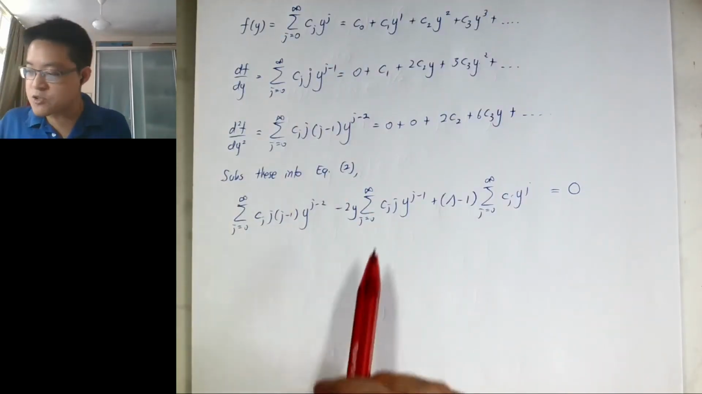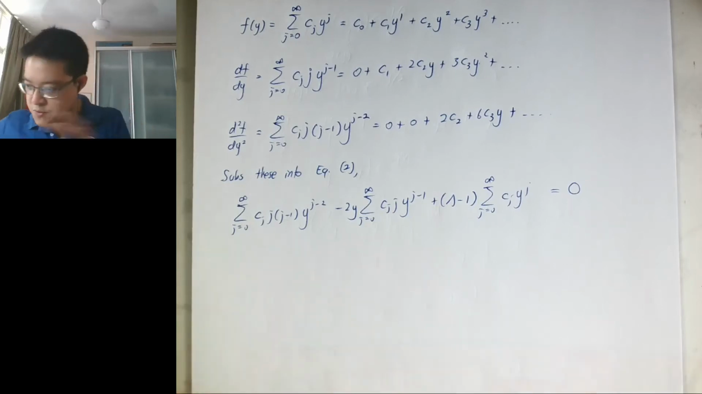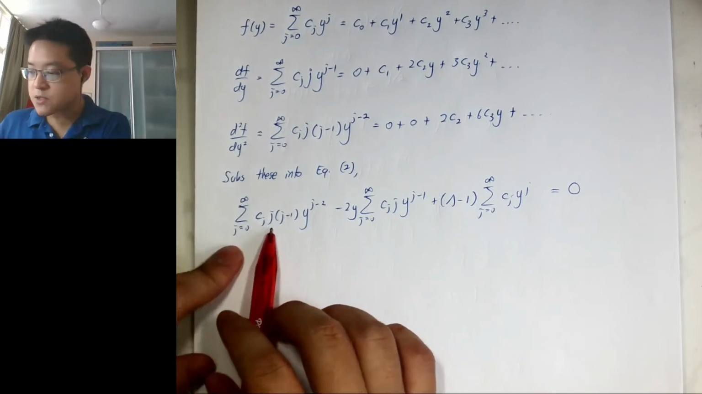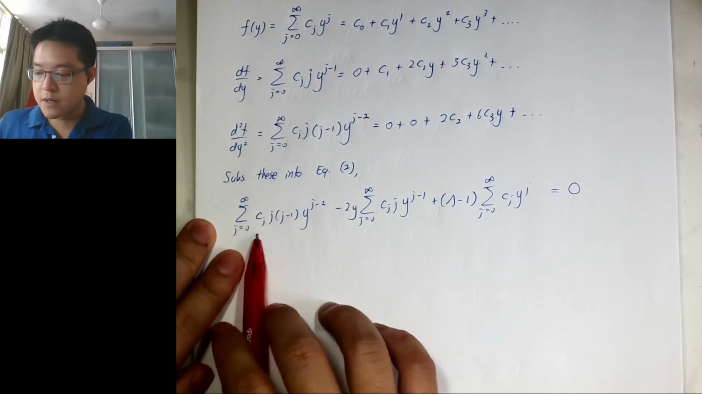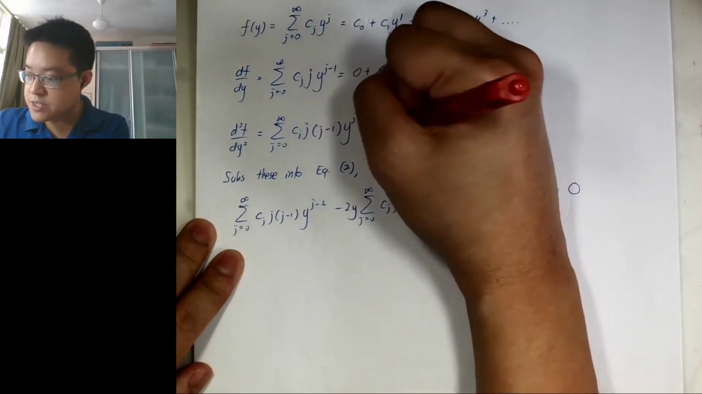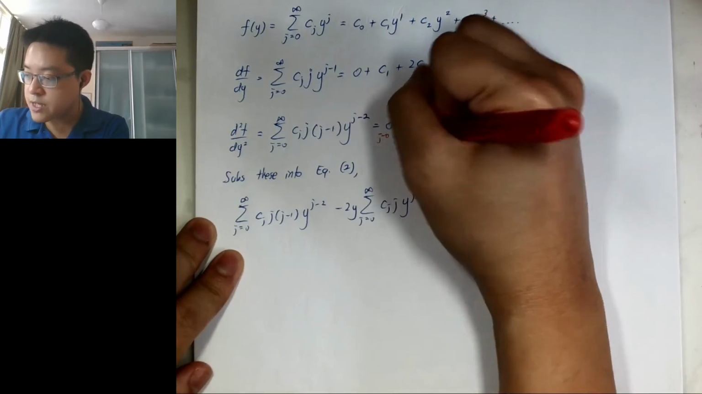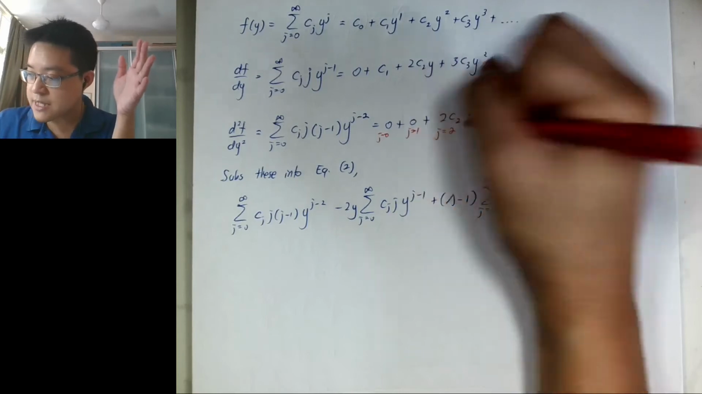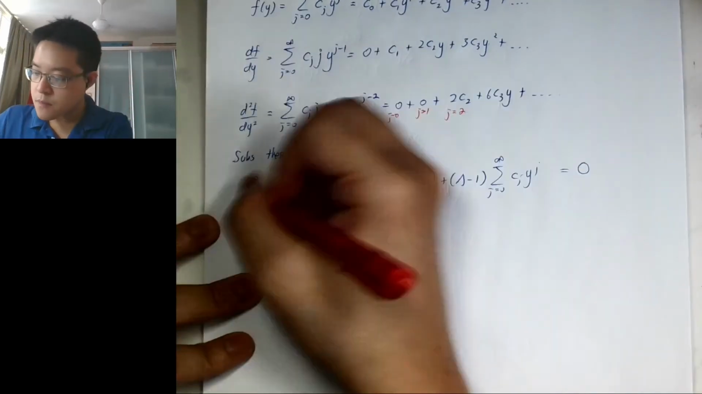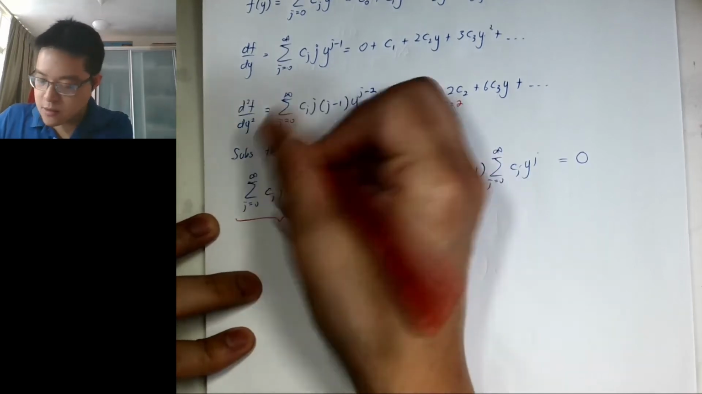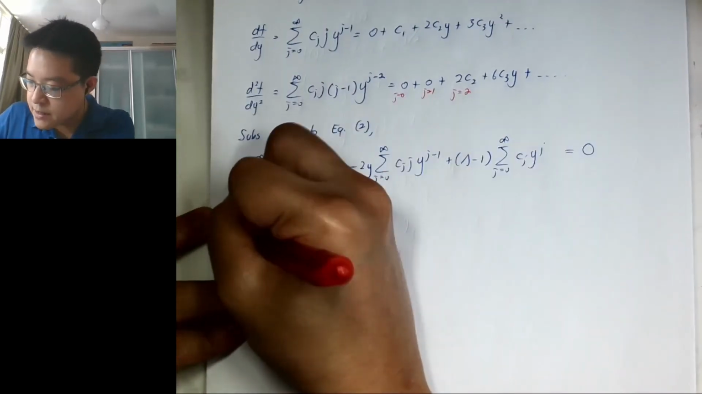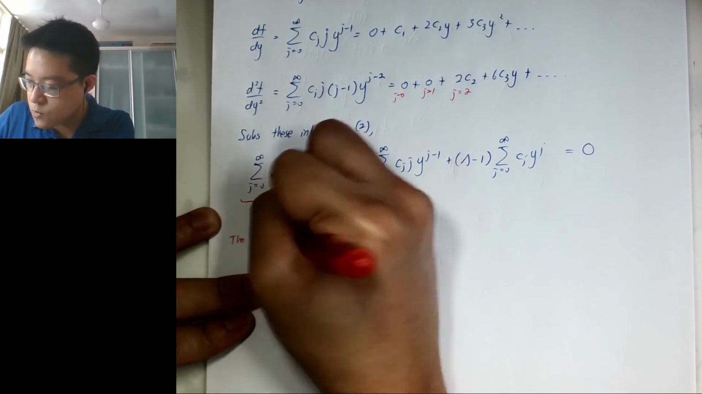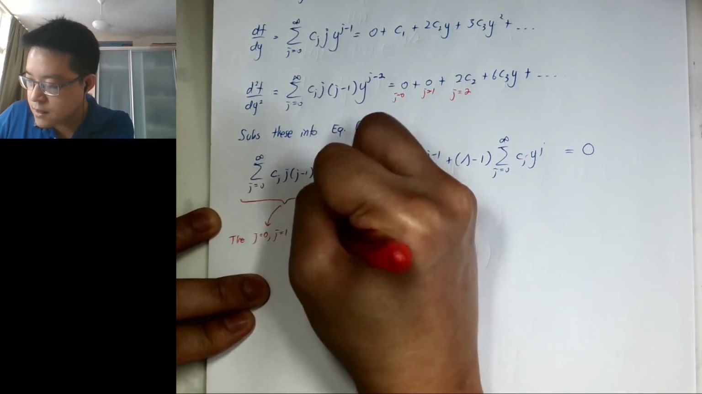So I'm going to manipulate this equation a little bit to simplify it as much as I can. Look at this thing, the second derivative. The first two terms are 0. When j equals 0, you plug this in and get 0. When j equals 1, you plug this in and also get 0. So the first non-zero term starts from j equals 2. Let me write this out. We make the observation that the j equals 0 and j equals 1 terms are 0.